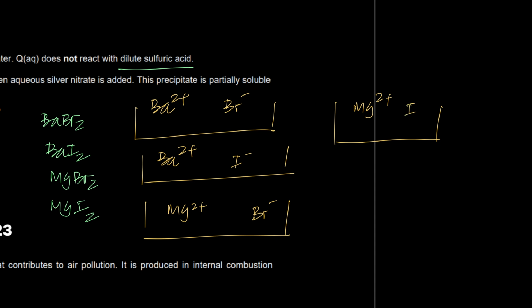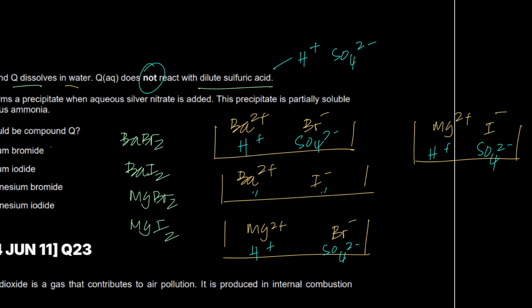Now he's saying he adds dilute sulfuric acid to it. So sulfuric acid is what? H2SO4. It's the H+ ion and the sulfate 2- ion. So H+ and SO4 2- in each container, and he's saying it does not react. What that means is it does not show any results.